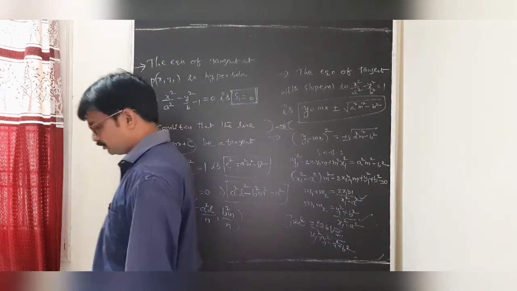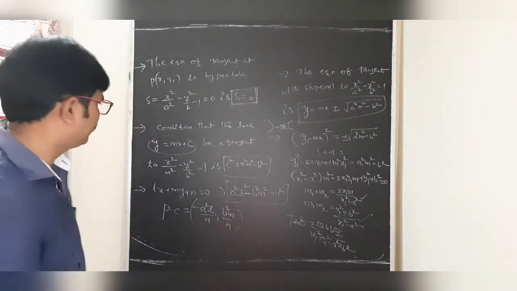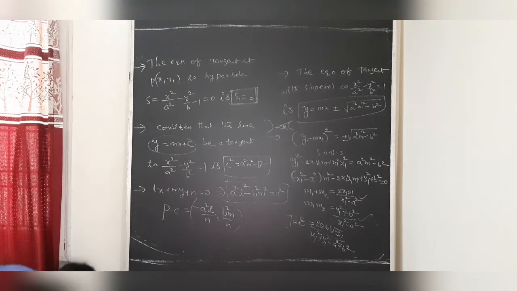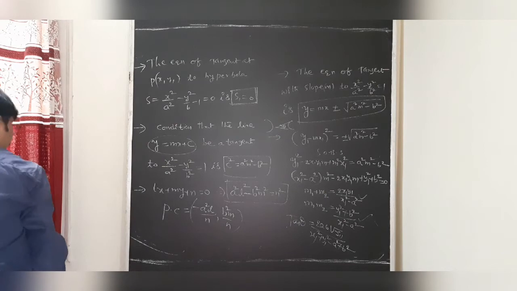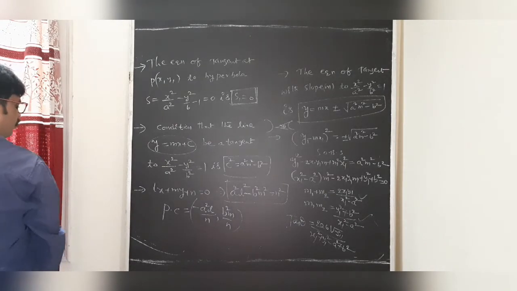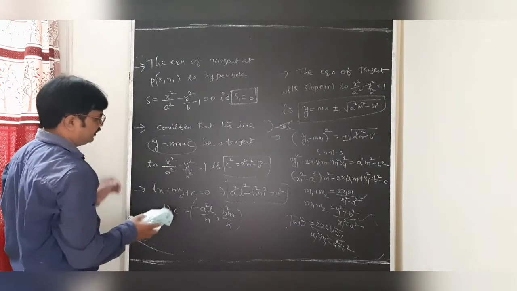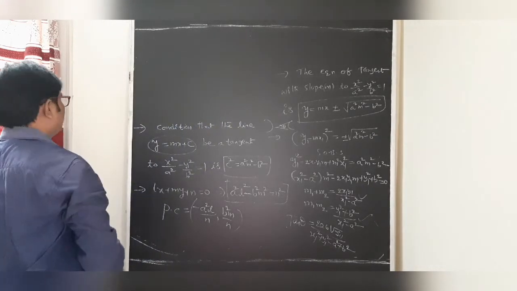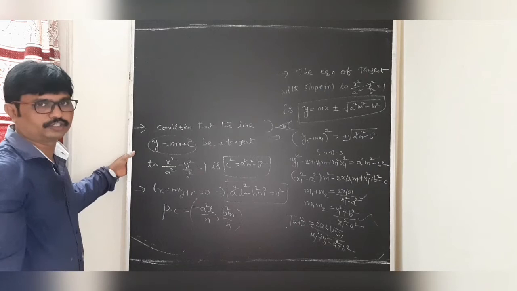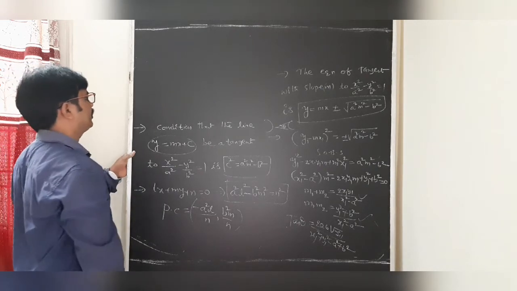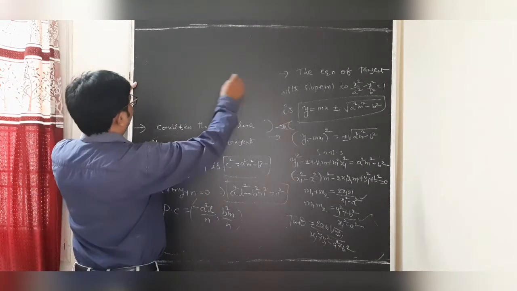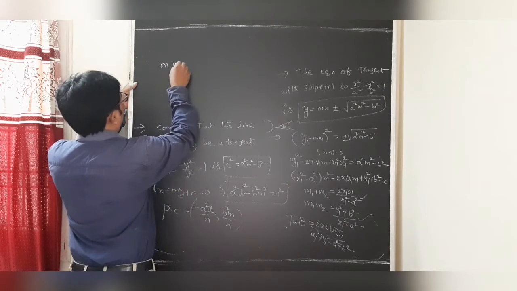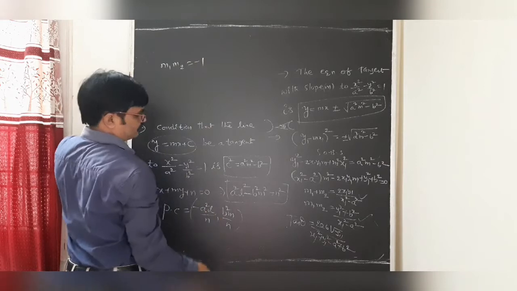Dear students, when the tangents are perpendicular, what do we write? When the tangents are perpendicular, the product of the slopes is undoubtedly -1. Dear students, the tangents are perpendicular, so the product of the slopes equals -1.